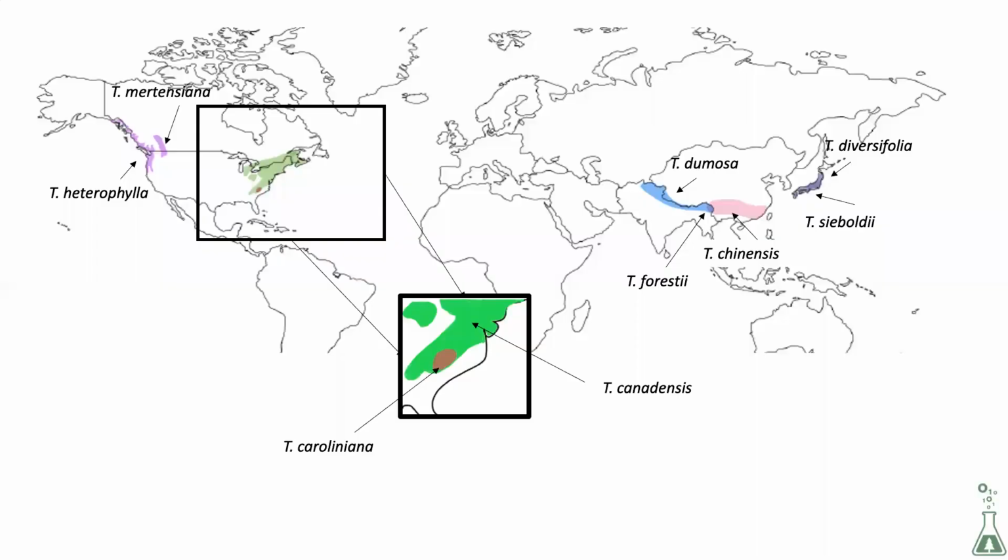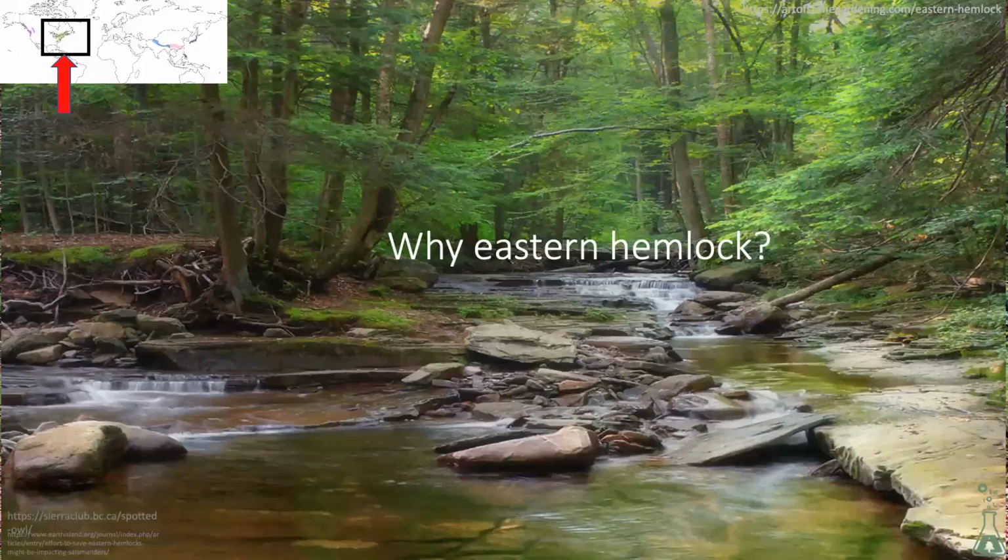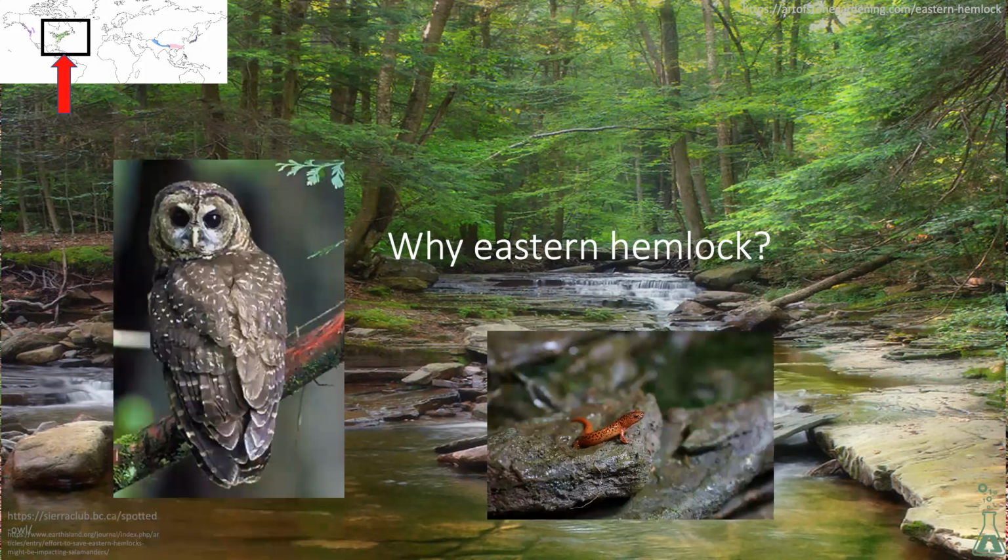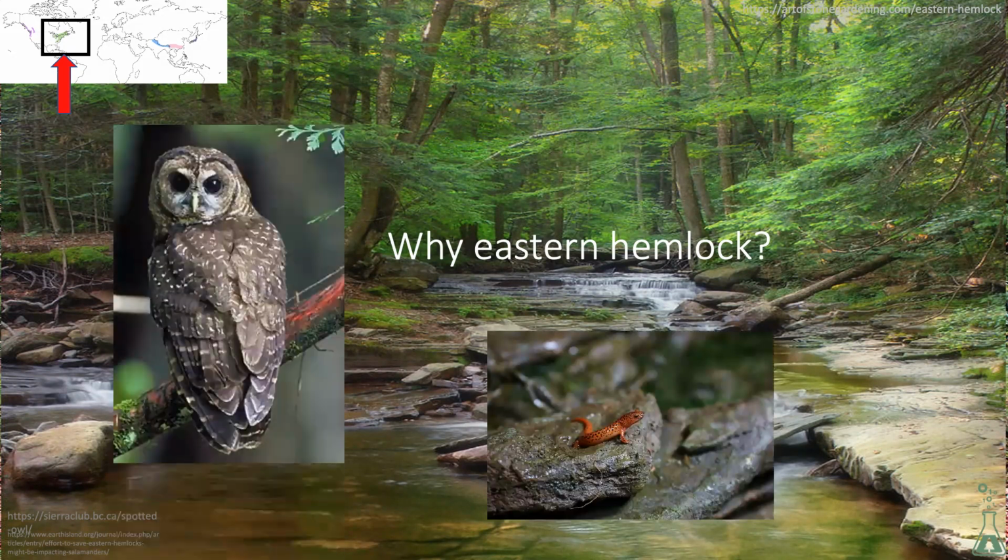There are 9 described species of hemlocks, 4 of which are in North America, and the others are in Asia. I'm going to be focusing on the eastern hemlock, which is a foundational species that supports unique flora and fauna. This includes the eastern redback salamander and the spotted owl. The eastern hemlock is a shade-tolerant species, and it occupies the lower canopy layers of forests.